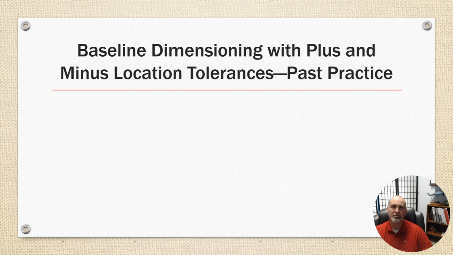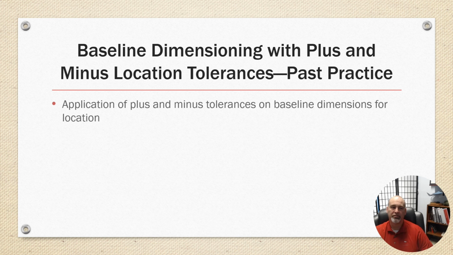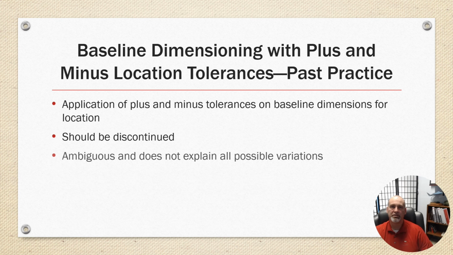Baseline dimensioning's plus and minus location tolerance is also a past practice. Application of plus and minus tolerances on baseline dimensioning for location should be discontinued, as it's ambiguous and does not explain all possible variations.